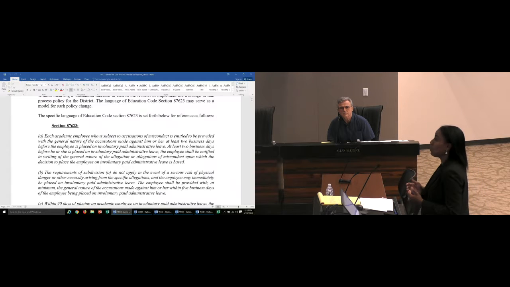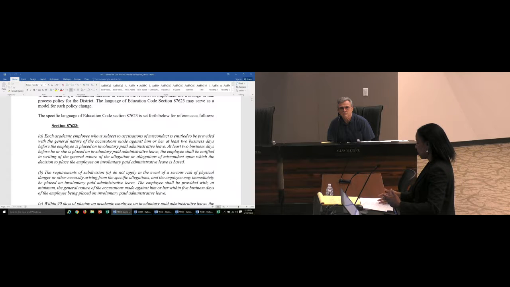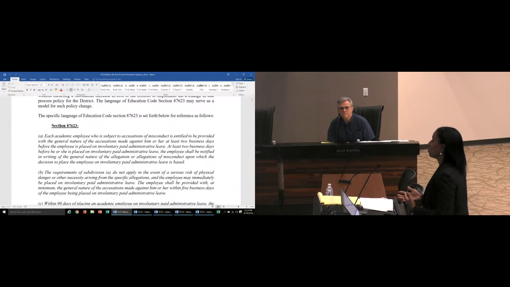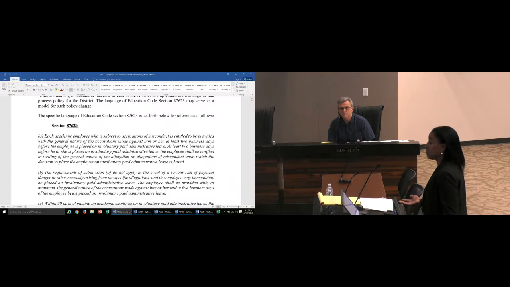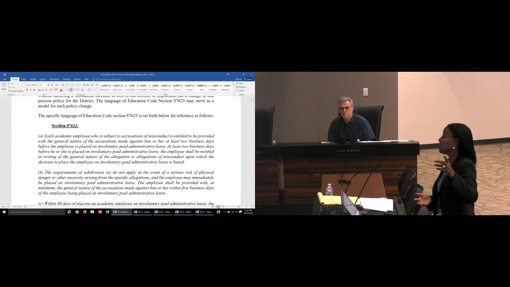And one of the benefits that you have under the system as it is now is that when you're told of the charges, in the Skelly hearing, when you have that opportunity to sit down and share information, you get a more exact statement. There's not going to be an exact statement because there's going to be limited information. That's why it says general nature.